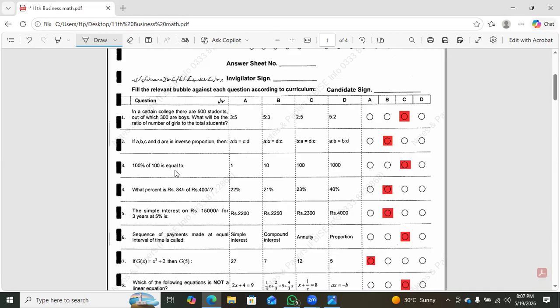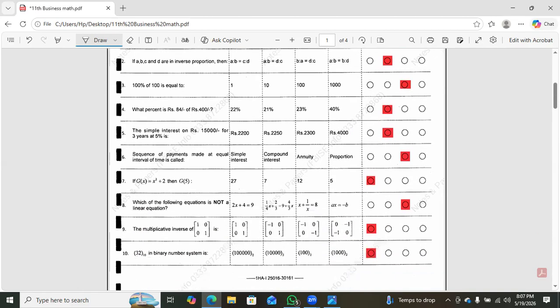100% of 100 is equal to 100. What percent is rupees 84 of rupees 400? 21%. The simple interest on rupees 15,000 for 3 years at 5% is 2,250. Sequence of payments made at equal interval of time is called annuity. If g(x) is equal to x squared plus 2, then g(5) would be 27.